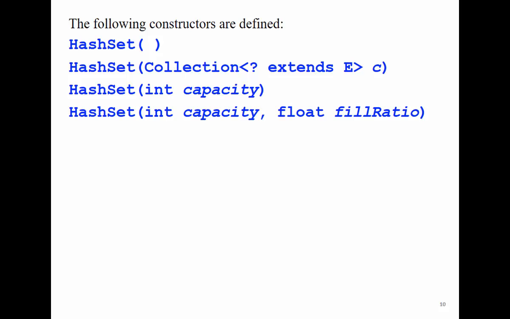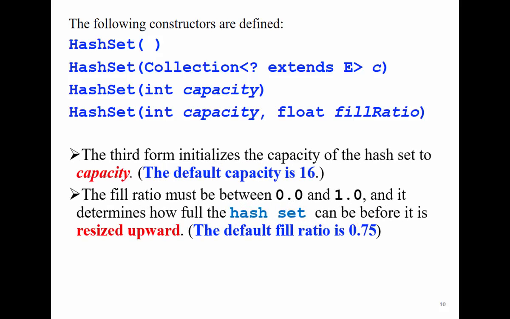So here, any collection you already created, and we have a question mark here as a wildcard, anything that extends E. So it can be E or anything that extends E, and you construct a HashSet from some existing collection. Or you can ask to create a HashSet with some integer capacity. You give a capacity, I need the HashSet for 100 elements, 200 elements. Or you can ask for a HashSet with some integer capacity and some fill ratio. Now, the default capacity is 16, and the default fill ratio is 75.